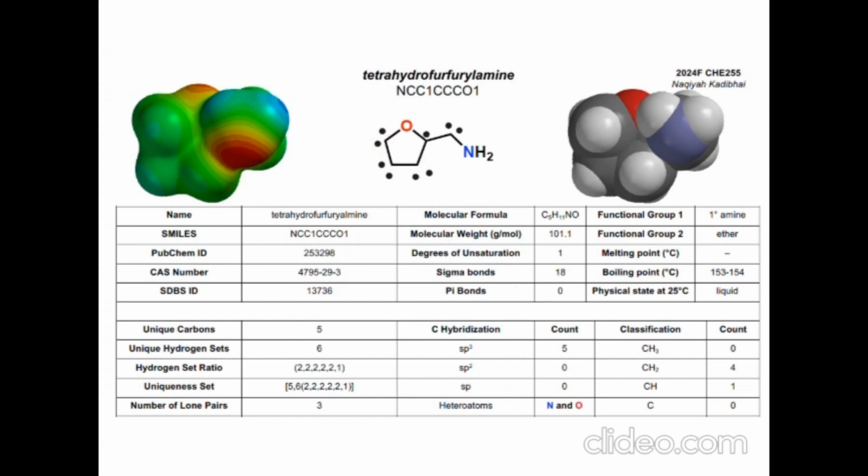We have 18 sigma bonds, which are 1, 2, 3, 4, 5, 6, 7, 8, 9, 10, 11, 12, 13, 14, 15, 16, and then 2 more sigma bonds which connect the nitrogen and these 2 hydrogen atoms right here. We have no pi bonds because this molecule has no double or triple bond.